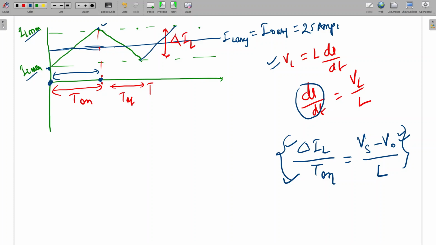Is it clear now? Yes, sir. Sir, I have one question for you. Okay. In the inductor, why is the minimum value not zero?